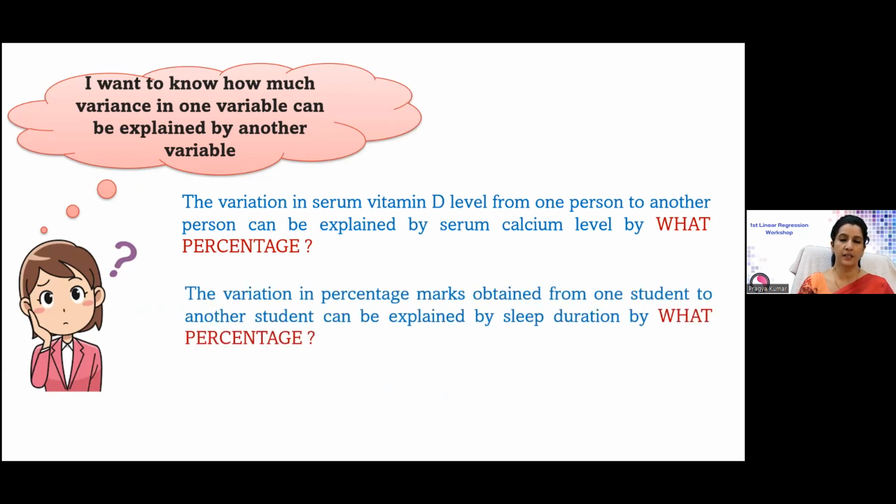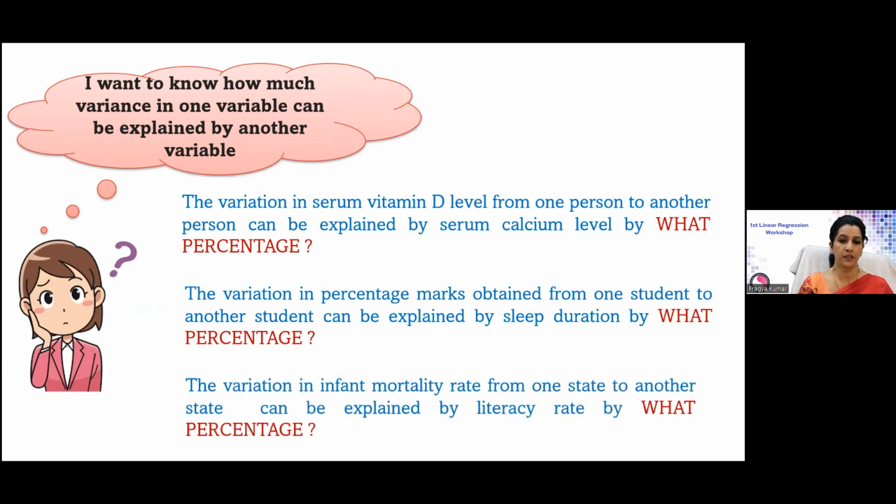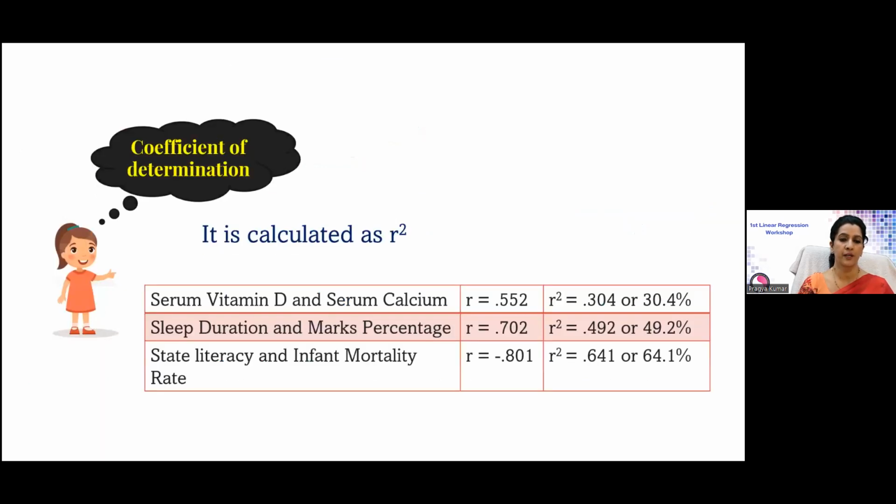Similarly, the variation in the percentage marks obtained from one student to another can be explained by sleep duration, by what percentage, and variation in infant mortality rate from one state to another can be explained by literacy rate, by what percentage. So it is calculated as R square. All these R values we have calculated in the previous slides, and you just square it and multiply it by 100. So 0.5 squared will be 0.304, so it will be 30.4%.